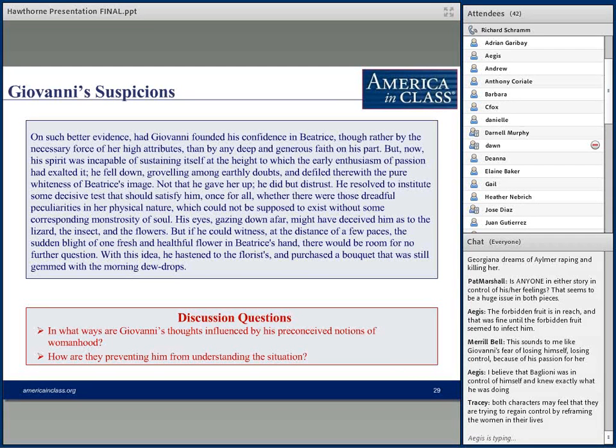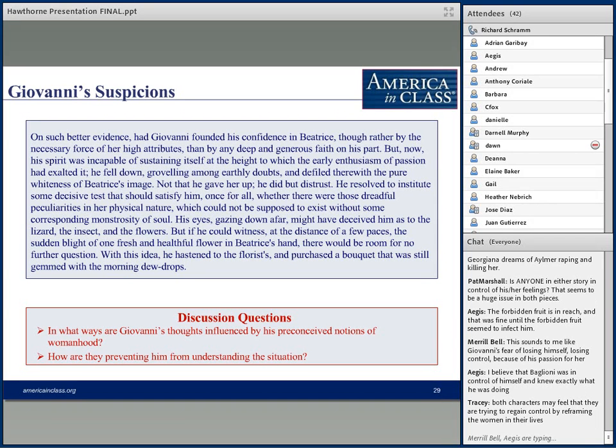Okay, any takers on those questions? In what ways are Giovanni's thoughts influenced by his preconceived notion of womanhood, and how are they preventing him from understanding the situation? Well, he's obviously panicking here.